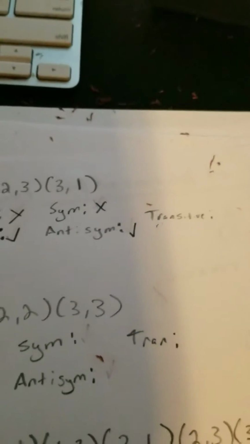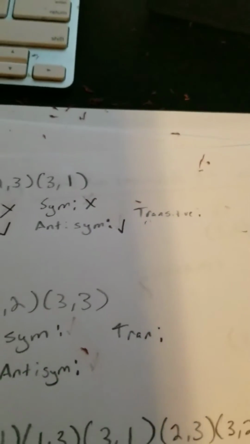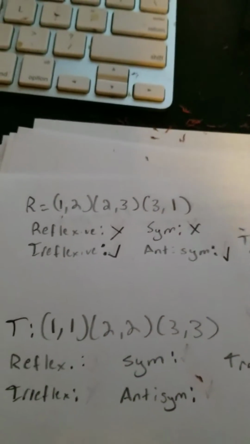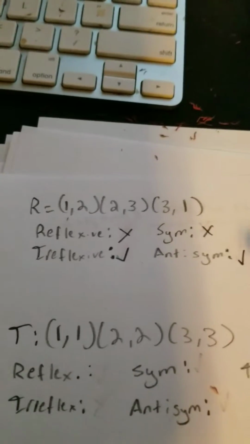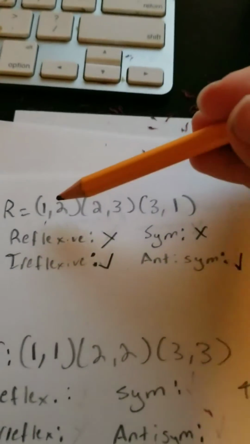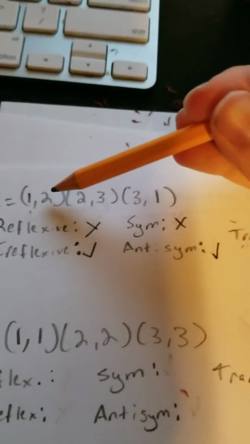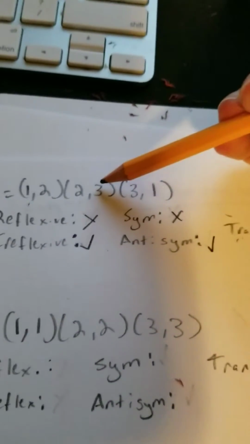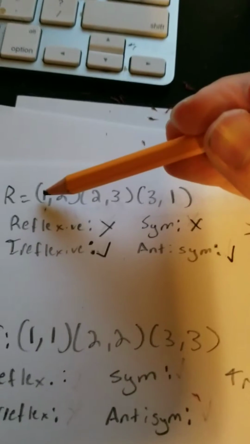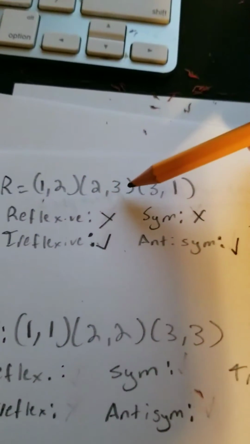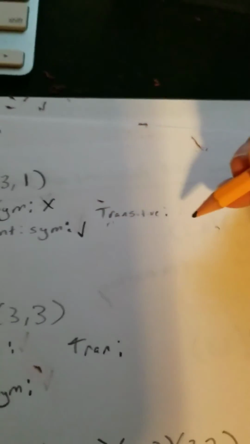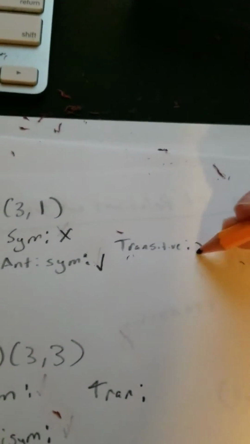And finally, for transitive, we have to ask ourselves, if we have an element x comma y and an element y comma z, do we have an element x comma z? So let's take this for example. Here we have 1 is the x, 2 is the y. 2 is the y, 3 is the z. Do I have an element where 1 is the x and 3 is the z? No, I don't. I have 3, 1, and that does not meet our requirements. Therefore, this is not transitive.